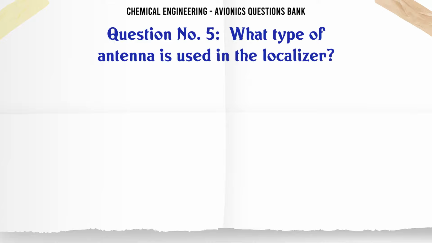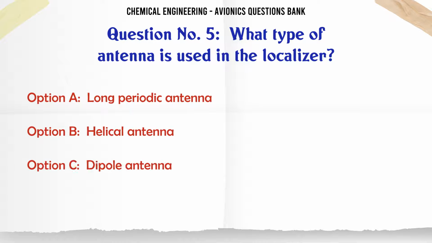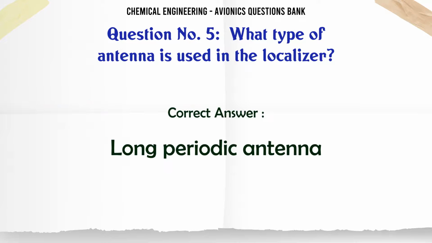What type of antenna is used in the localizer? A. Long periodic antenna. B. Helical antenna. C. Dipole antenna. D. Parabolic antenna. The correct answer is long periodic antenna.